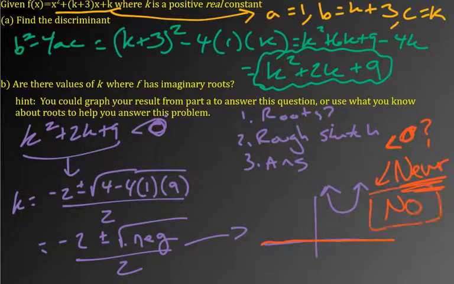No, you don't have any values of k that do that. This discriminant would never have imaginary roots, no matter what k values you plug in. No real k values, at least, would work. Maybe I should add that little part. So no real k values. And since k is a positive real constant, there's none that work.